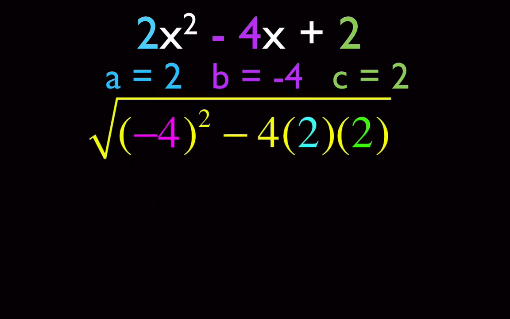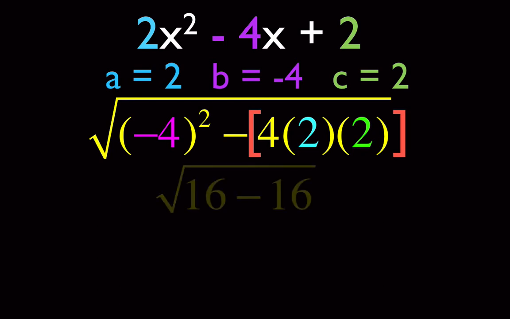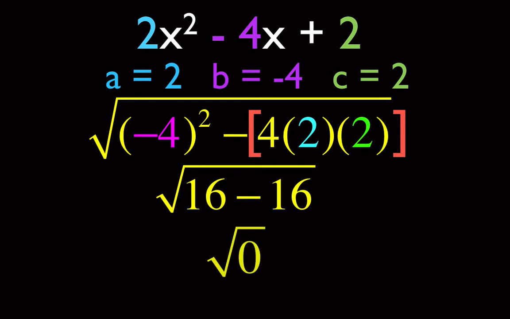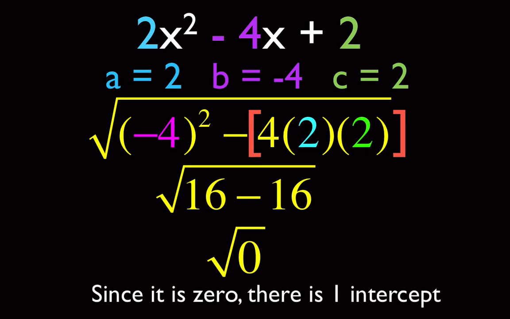Now we're going to start with that part right there. Again, just like last time, imagine the bracket. -4 times -4 is 16, and 4 times 2 times 2 is also 16. Well, when you take 16 minus 16, you get 0. Remember, when it's 0, that means there's only one possible solution, and so there's one x-intercept.